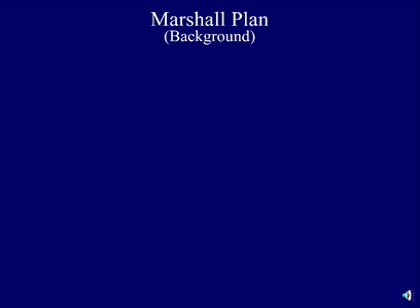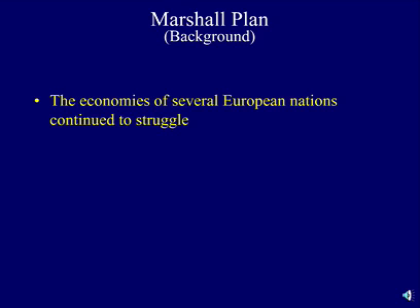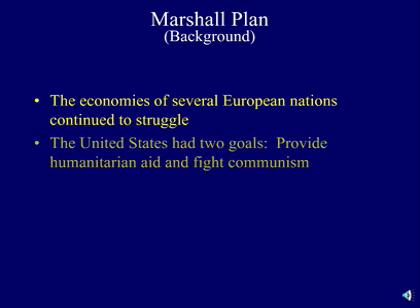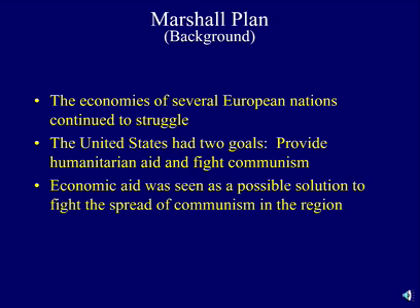Greece and Turkey were covered by the Truman Doctrine. However, the economies of several other European nations continued to struggle by 1948. Overall, the Americans wanted to provide humanitarian aid to people who really were suffering. They also wanted to fight communism. Economic aid to Europe was seen as an additional weapon to fight against the spread of communism.